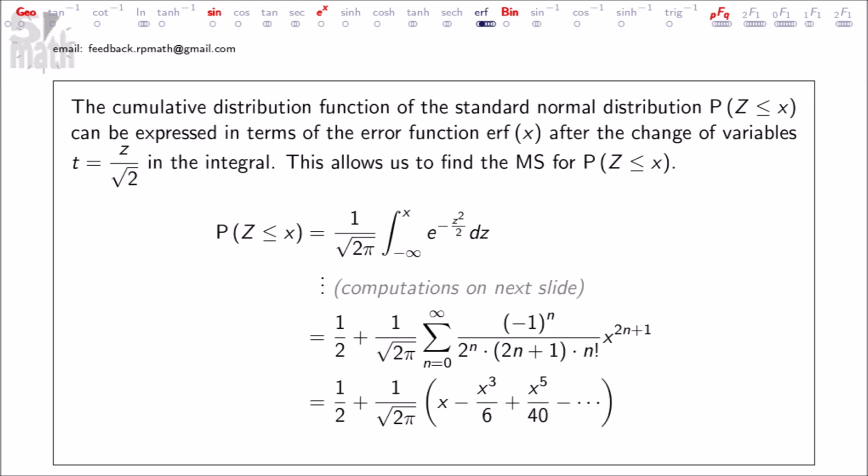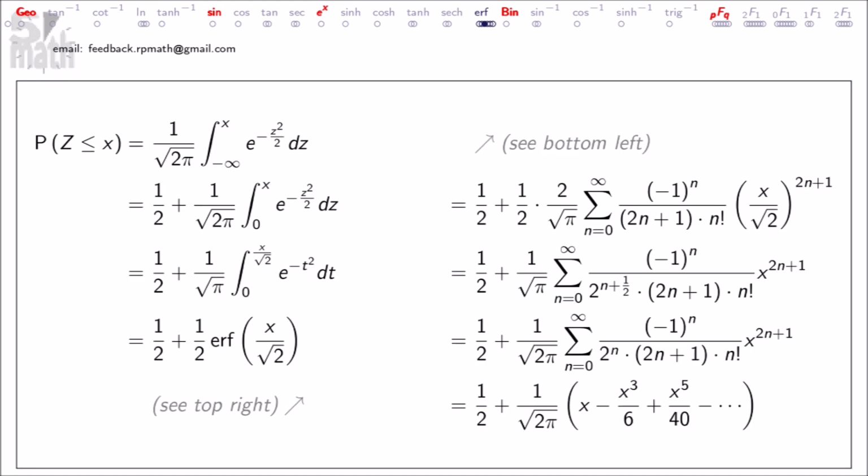The cumulative distribution function of the standard normal distribution can be expressed in terms of the error function after the change of variables in the integral. This allows us to find the Maclaurin series. Computations.